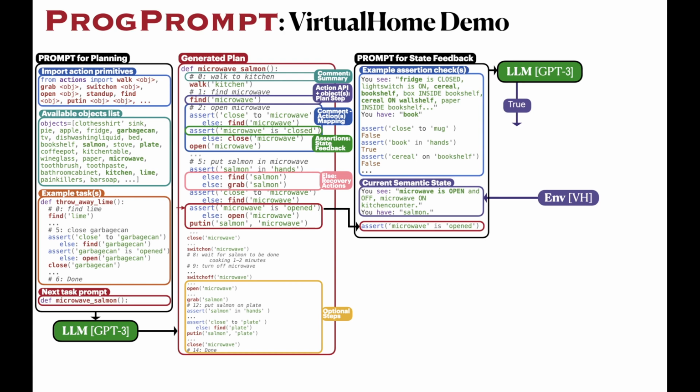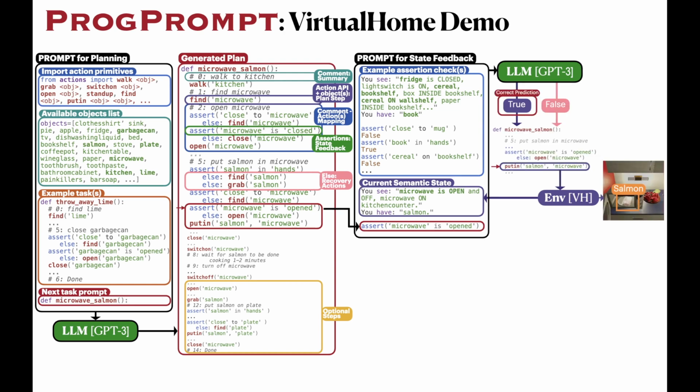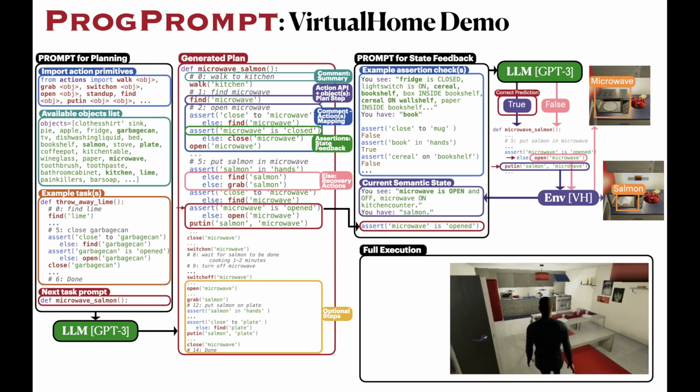If the assertion holds, the interpreter goes to the next action. Otherwise, it executes a recovery action in the environment. Here's the full execution demo.